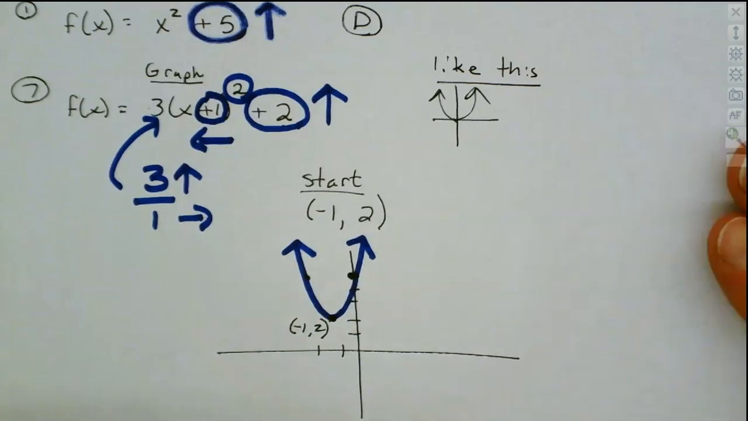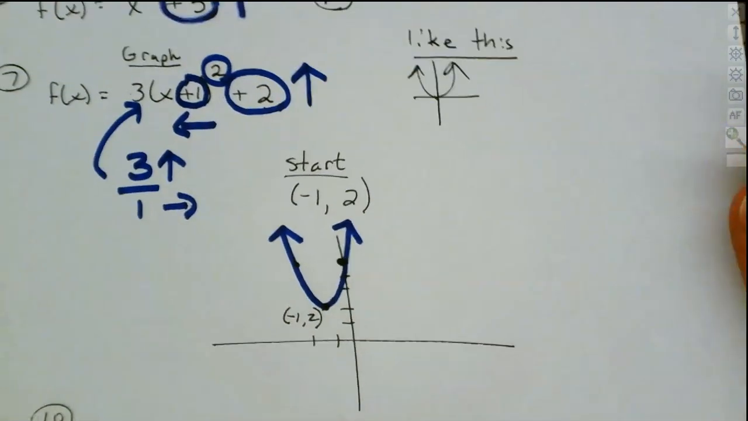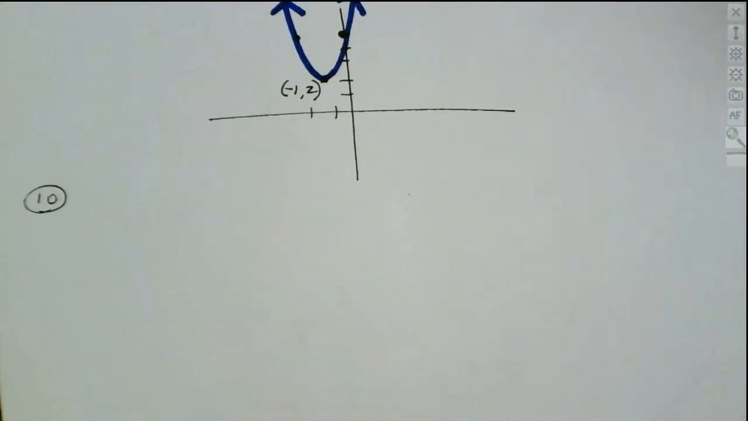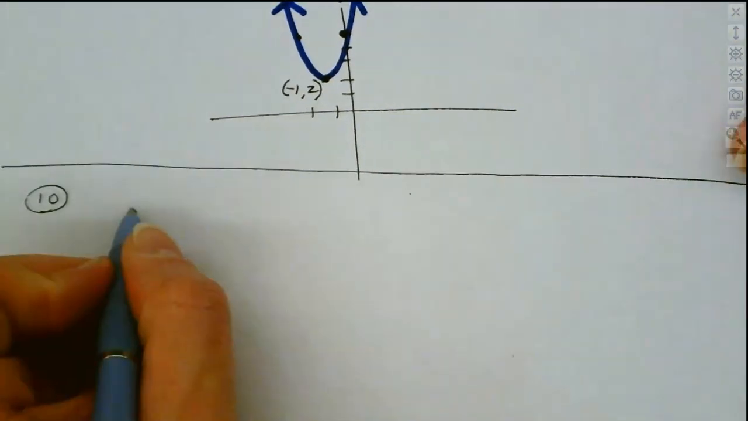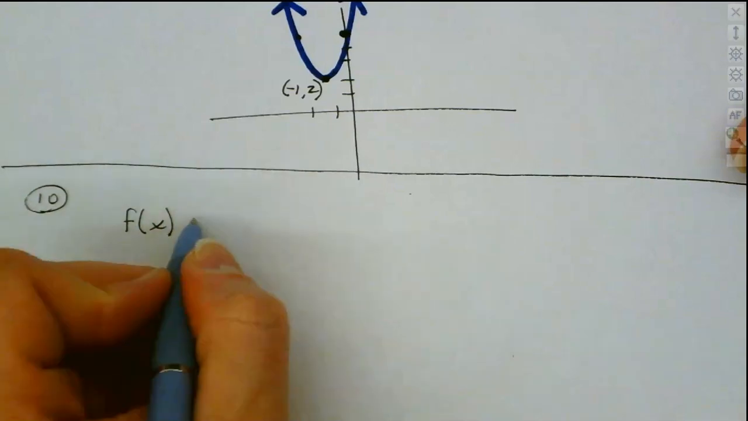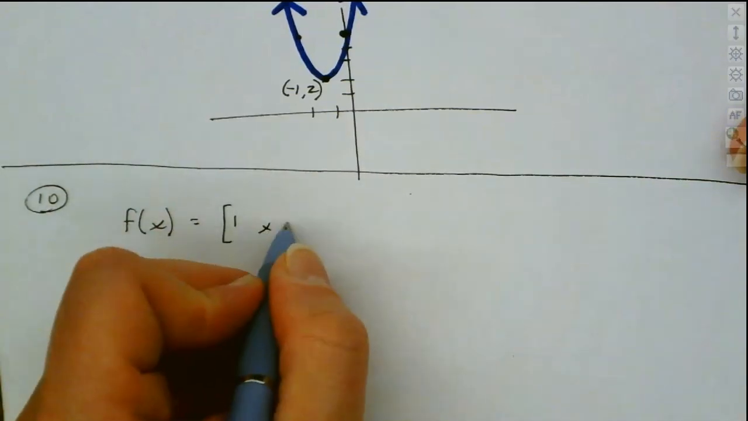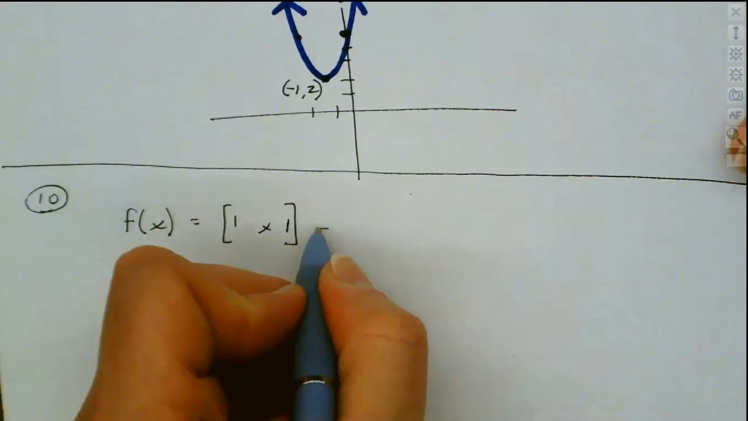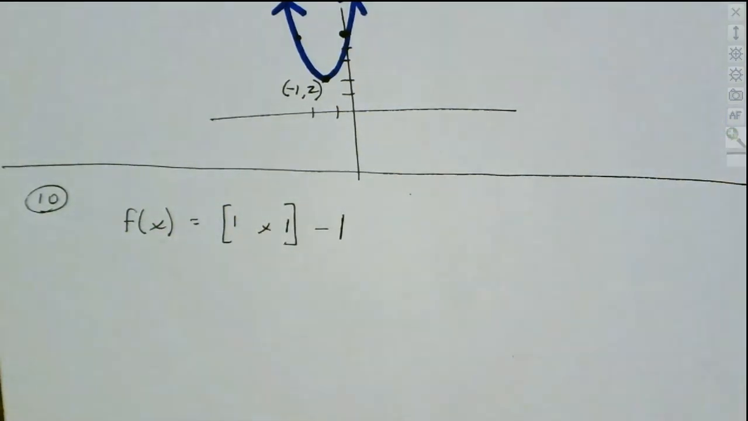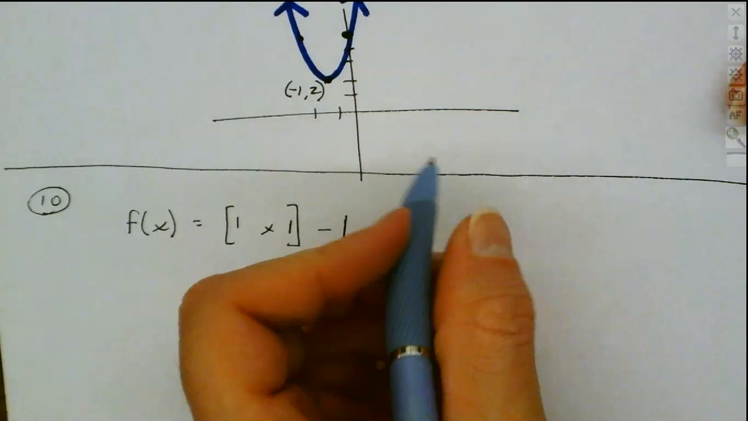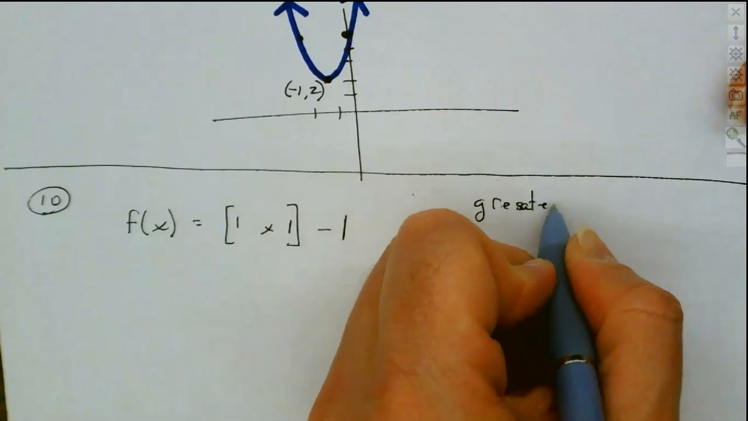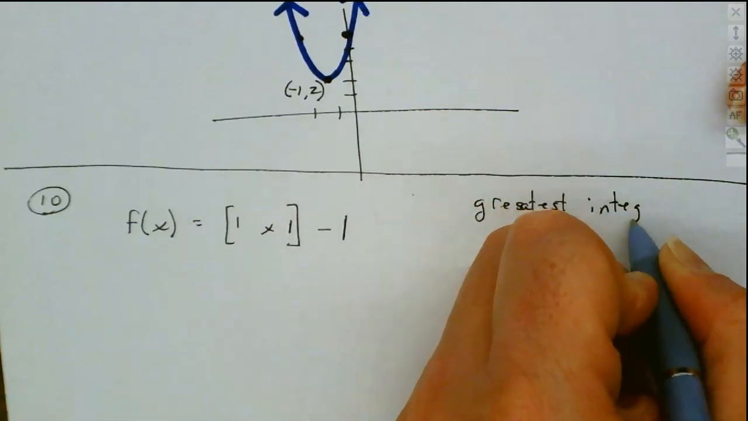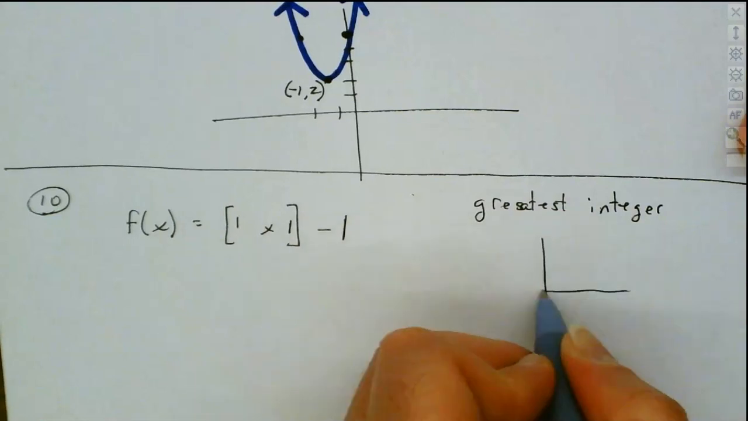I did pick 10 because 10 is that greatest integer function, right? So 10 is a greatest integer, which is the case of stairs. So let's see how we would graph question 10. First thing we do is we identify the graph, and this is called the greatest integer graph. And the greatest integer graph looks like this.